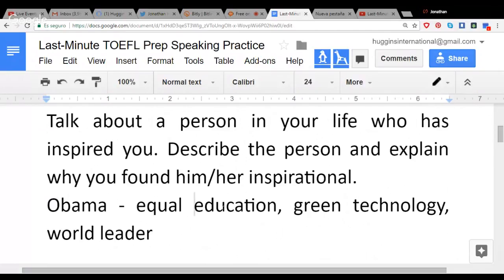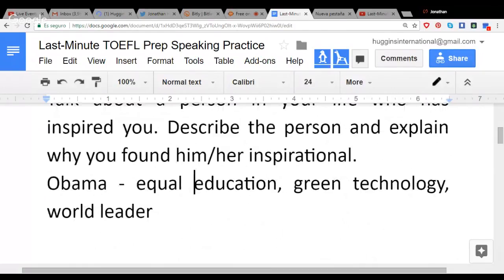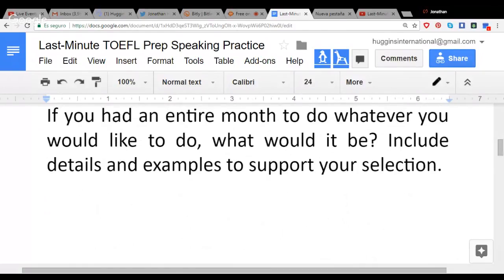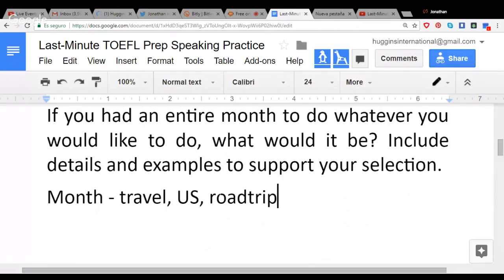Okay, so let's keep going here. Next on here: if you had an entire month to do whatever you would like to do. Okay, so I'm going to put 15 seconds here, and I'm going to try to brainstorm. So 15 seconds. Okay, so a month. So I'll put, okay, travel, US, road trip, New York to LA.